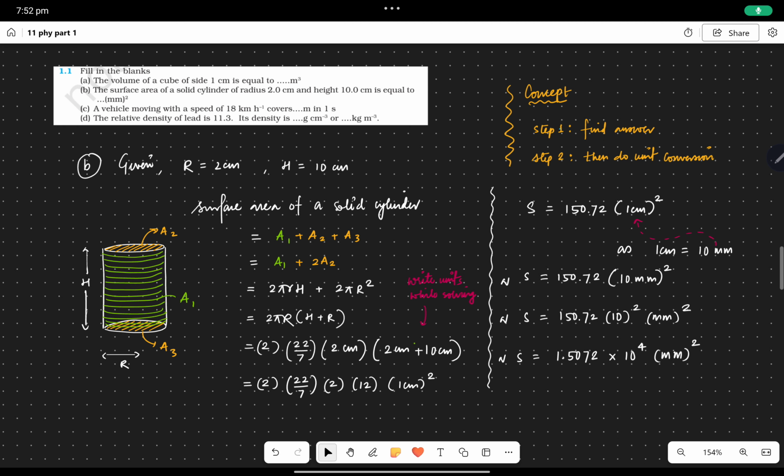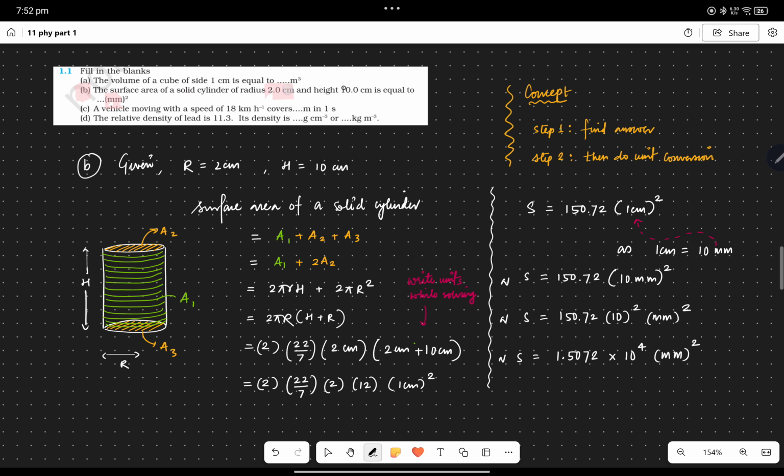This is question number 1.1, class 11th physics, unit and dimension, and we are solving part B of the question. The surface area of a solid cylinder of radius 2 centimeter and height 10 centimeter is equal to how many mm square, right? So you have to give the answer in mm square, right?